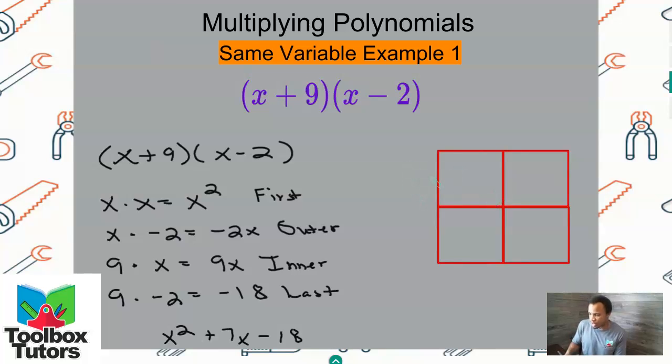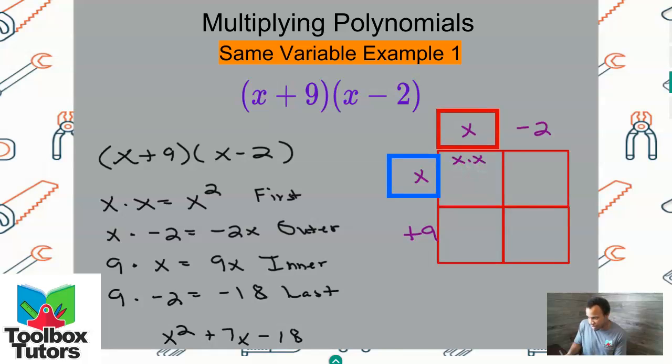So our first two terms, x plus 9, would go on this side. So x plus 9 would go here. And across the top, we have x minus 2. Now what we'll do is multiply the terms as they meet in each box. So if you're looking at this box, the terms that meet at this box are x and x. So we'll multiply x times x right here. x times x gives you x squared. So x squared will go here.